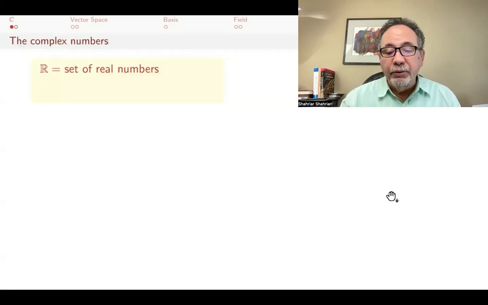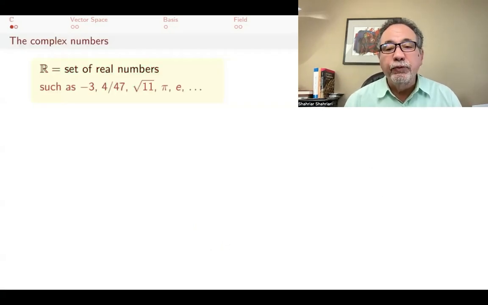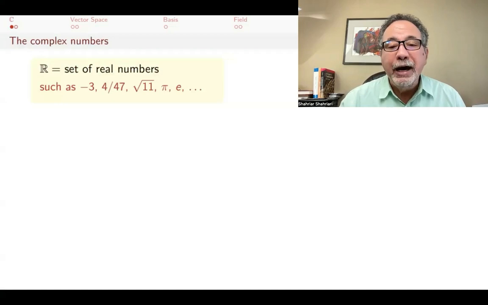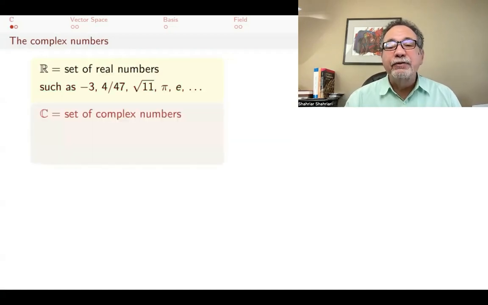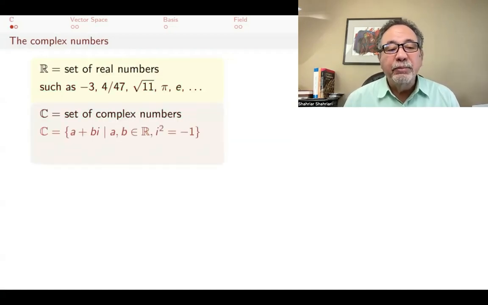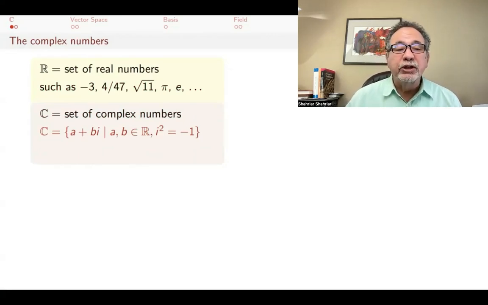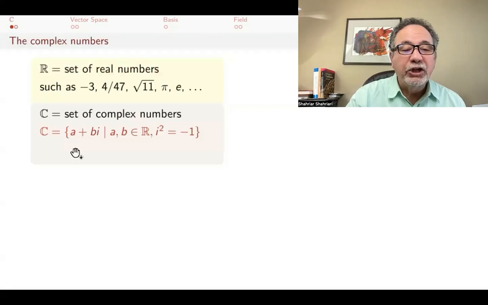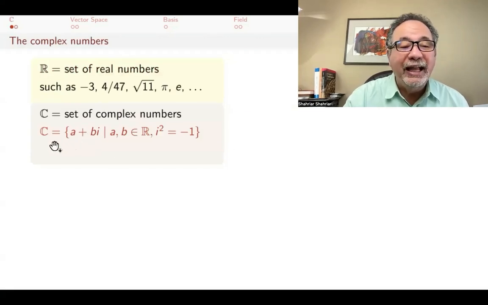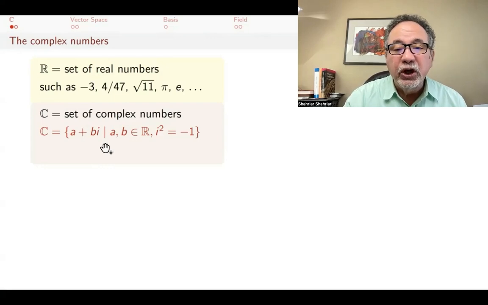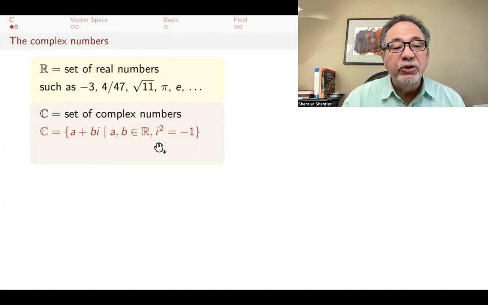R is the set of real numbers, things like -3, 4/47, square root of 11, pi, e, and so on. C is the set of complex numbers, and that's the set of numbers of the form a plus bi, where a and b are real numbers and i squared is -1. When I write set notation like this, these are the elements of my set, and this vertical line, "such that," is going to tell me conditions about that.